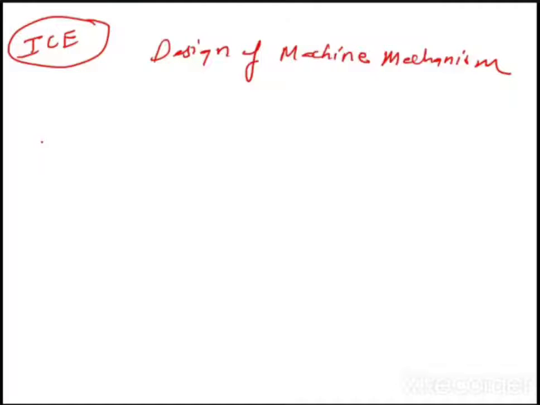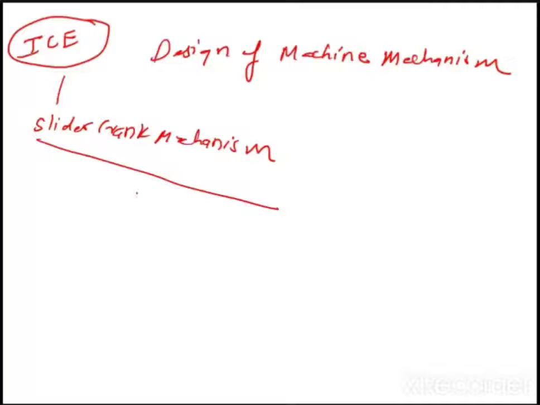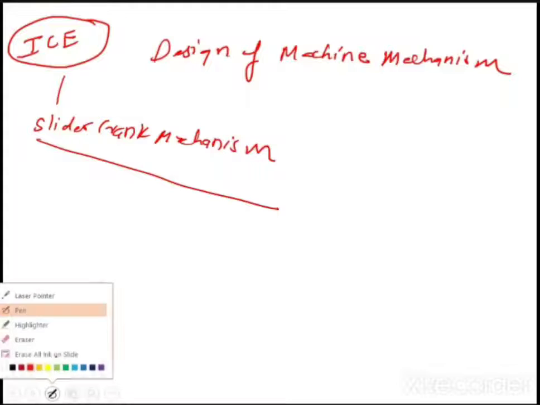Oscillating cylinder engine? Four bar mechanism? One more, anybody? It is called a slider crank mechanism. Have you heard this word, slider crank mechanism? Or have you studied it somewhere? Anybody? Yes, sir. Yeah. So we are using a slider crank mechanism in the IC engine.